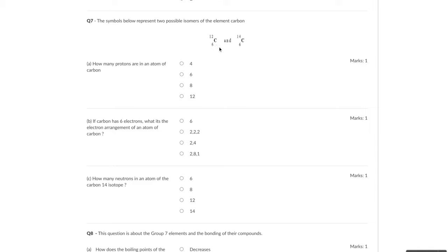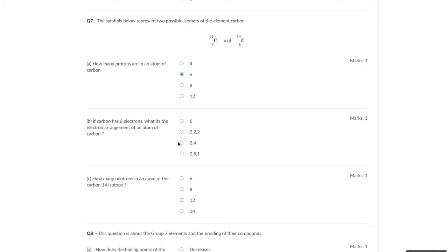Now remember, the bottom number, the atomic number, or the proton number, tells you how many protons you have in an element. For carbon, it's going to be 6. It also tells you, by definition, that in a neutral atom, it's also got the same number of electrons. So if it's got 6 protons, it's also going to have 6 electrons.